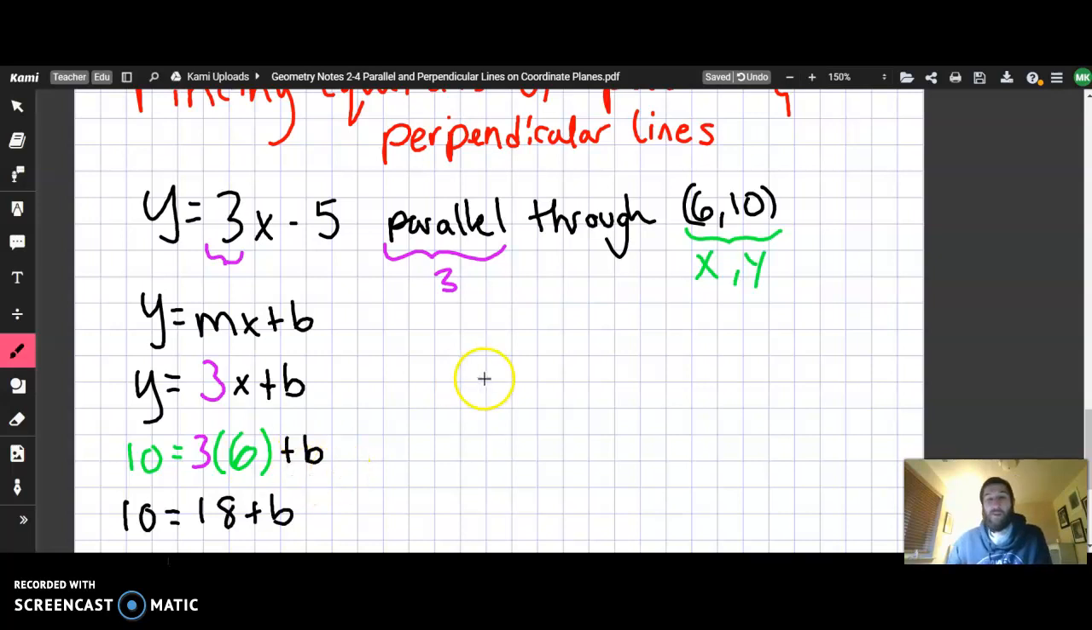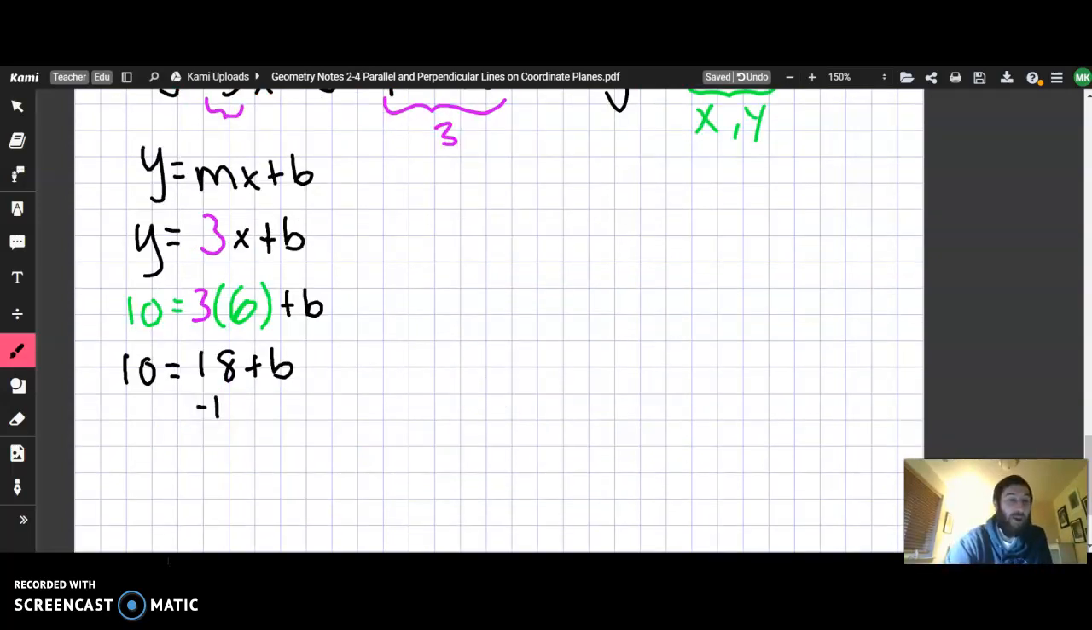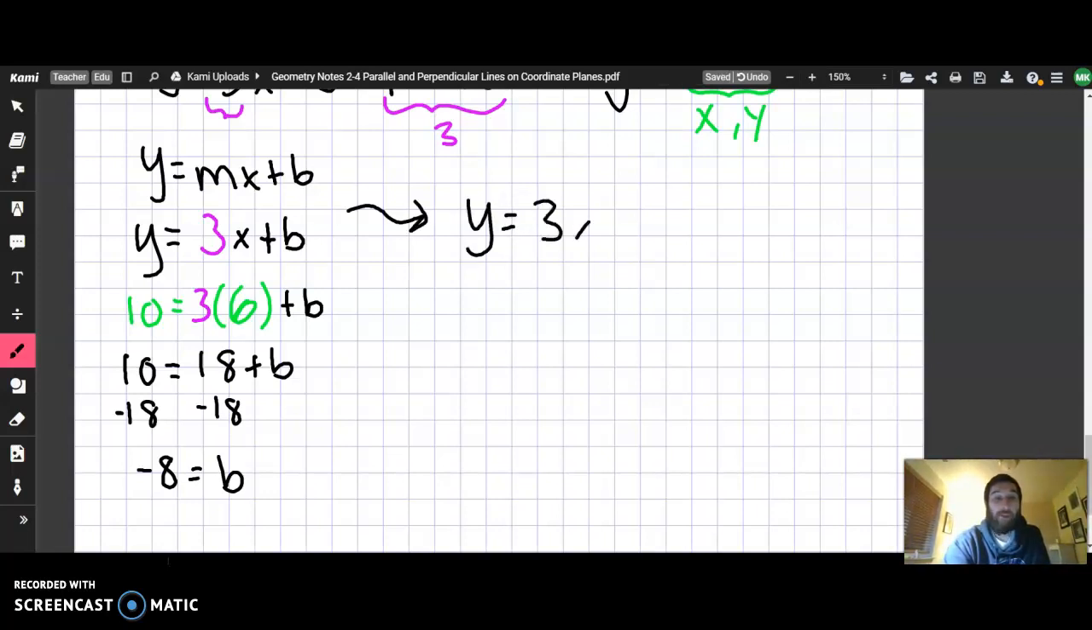In order to get b by itself, we subtract by 18 on both sides. And our value of b is equal to negative 8, which means our equation, our parallel line, is y equals 3x minus 8.